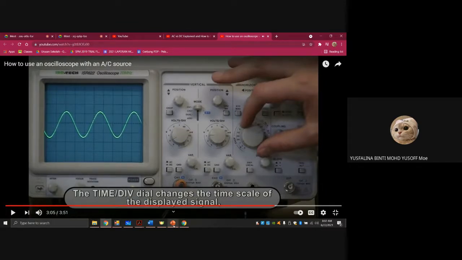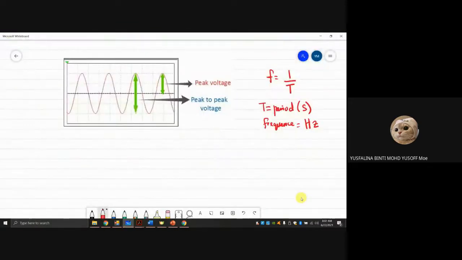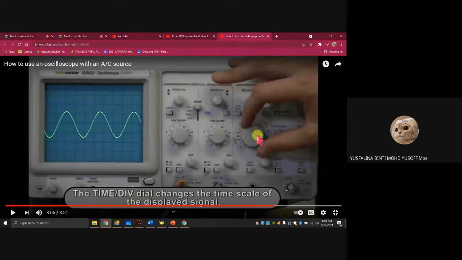Actually, before that, for this graph, the y-axis is in voltage units, and this axis is time, and the unit is second. Let's say I draw a graph like this. This one is the y-axis, so this is the voltage and this is the time. The time is in second, or in millisecond, depending on the knob here.